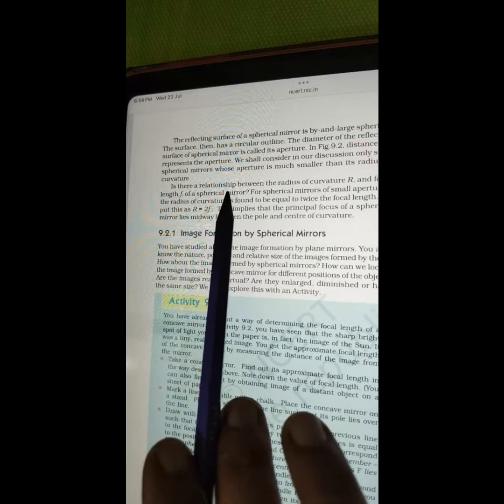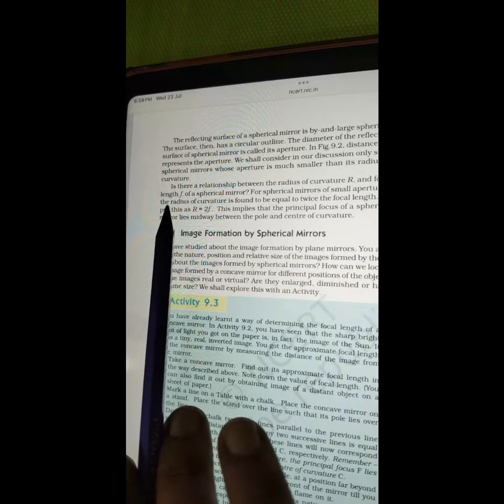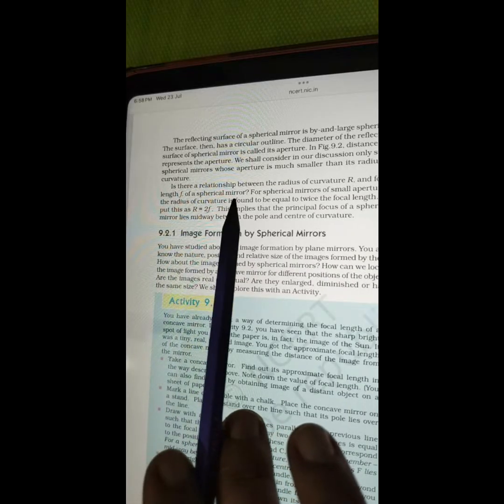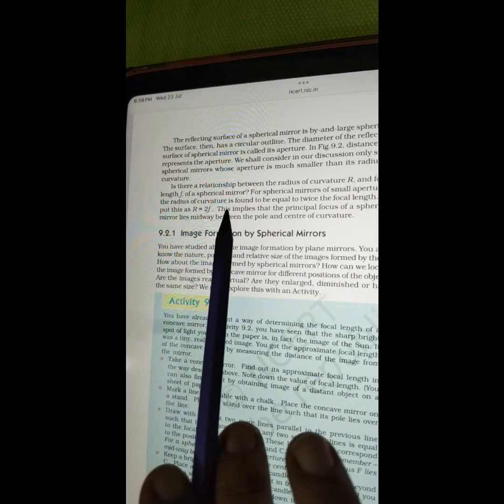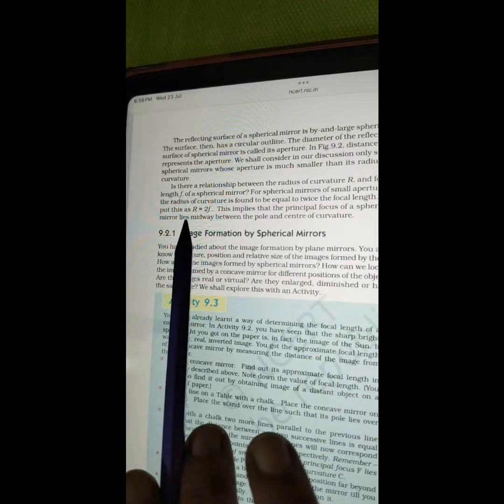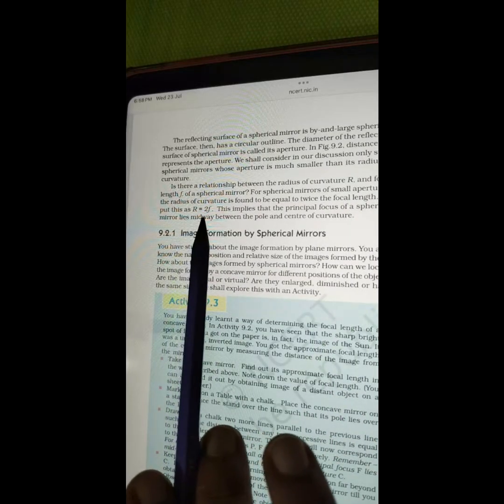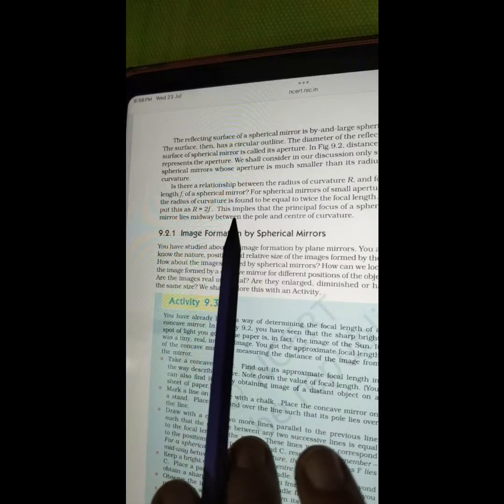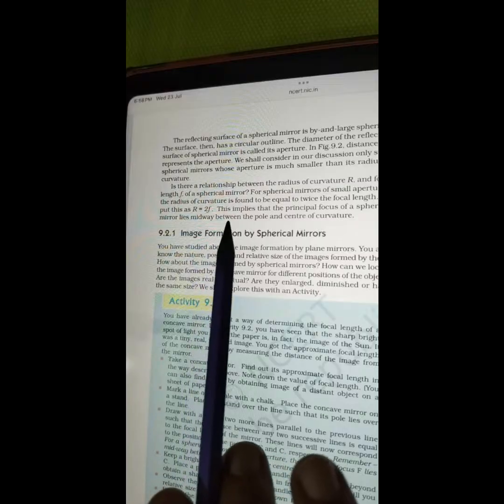Is there a relationship between the radius of curvature capital R and the focal length small f of a spherical mirror? For spherical mirrors of small apertures, the radius of curvature is found to be equal to twice the focal length. We put this as R = 2f. This implies that the principal focus of a spherical mirror lies midway between the pole and the center of curvature.